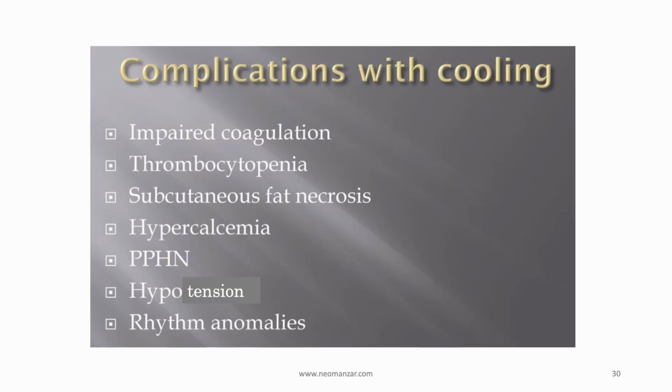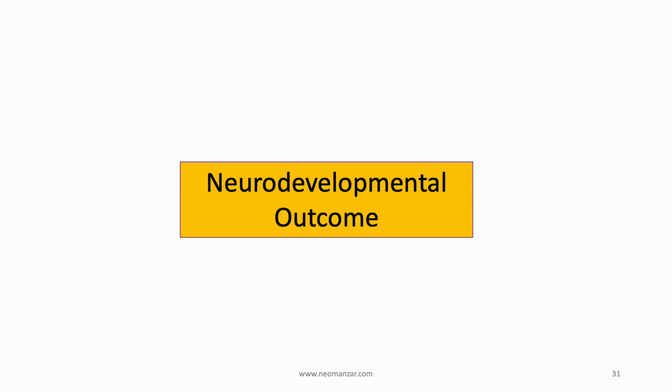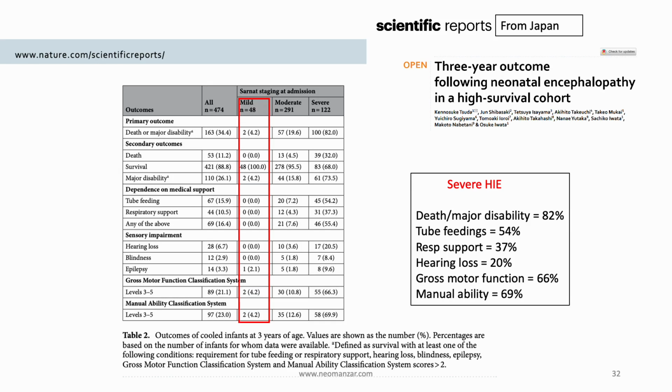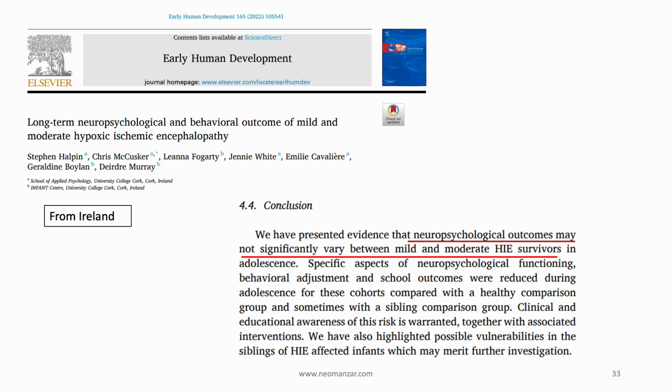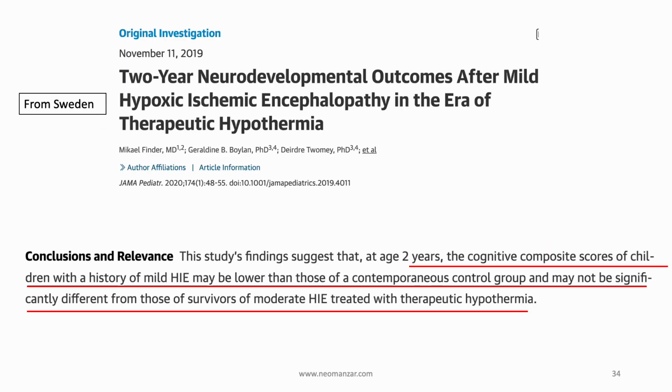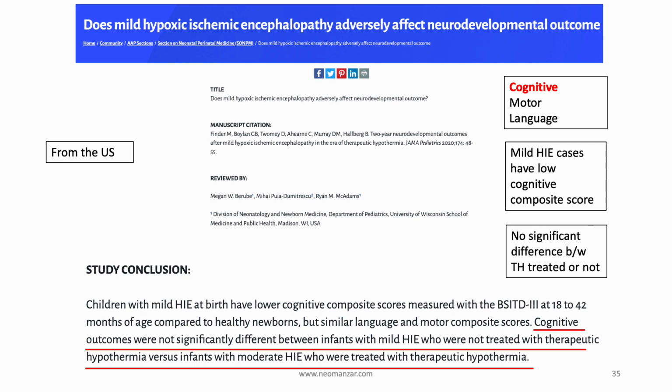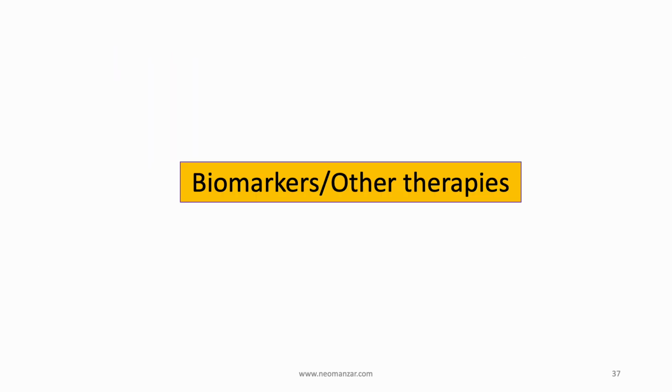What are the complications? Cooling is not benign; it can cause many of the problems listed in this list. Now the question is neurodevelopmental outcome. There are studies showing that if you start hypothermia early, you can prevent severe HIE. But remember, if it's mild, hypothermia does not really help. See here how the data changes. And this is another paper saying the same thing. Another paper from Sweden, another from the US, another from Italy.